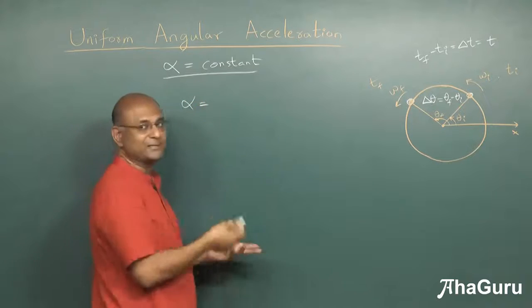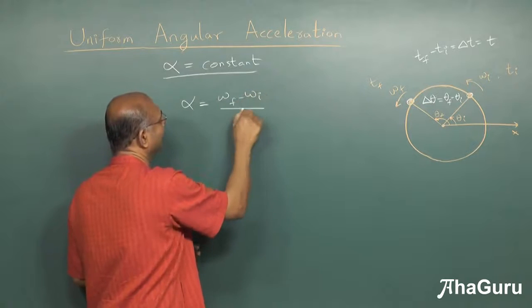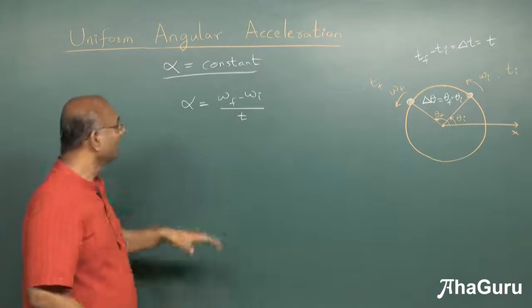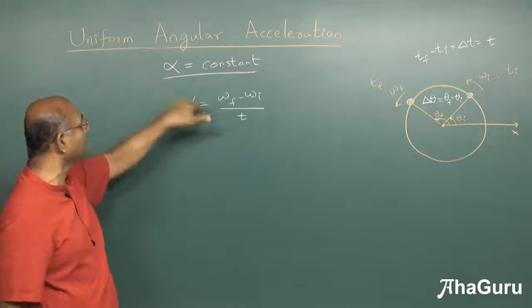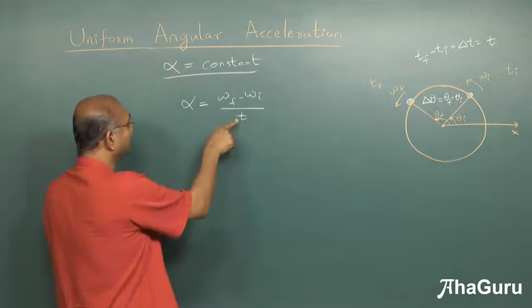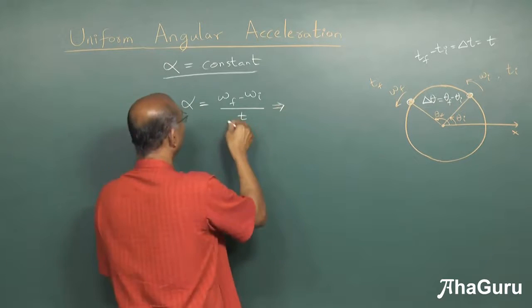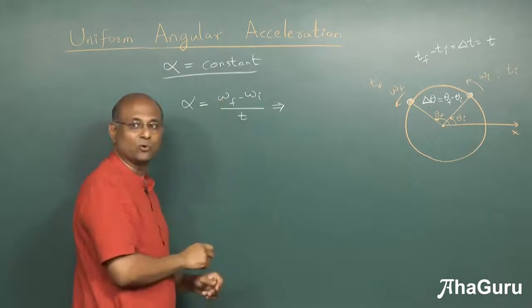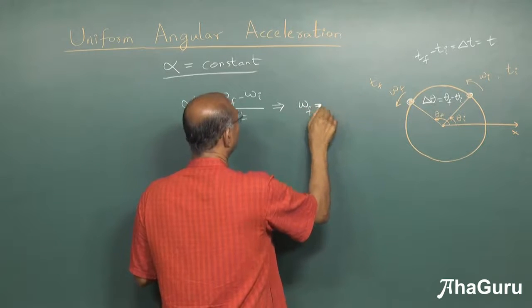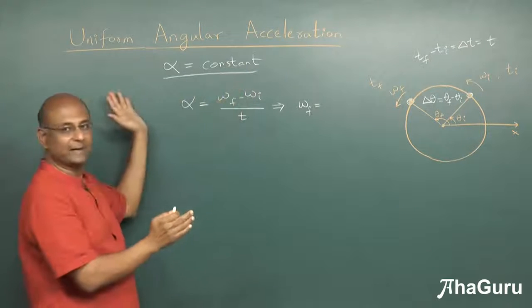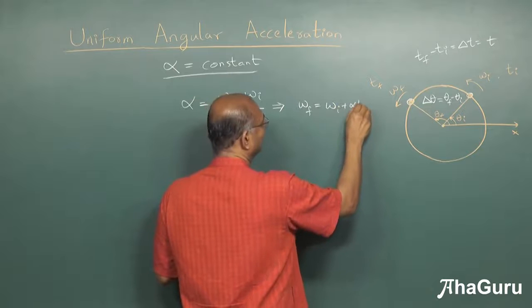Alpha, what is the definition of alpha? Omega final minus omega initial by the time interval, I'll call it T. Now, alpha bar is what I should have called it, right? Average angular acceleration, but it's uniform, so I'll just call it alpha. So if this is the case, then you can take alpha T, right? If I took it to that side, I'm going to get alpha into T is omega final minus omega initial. So we can write omega final. If I take it to that side, I'll get alpha T, and I can bring the omega I there. So I'll get omega I plus alpha into T.